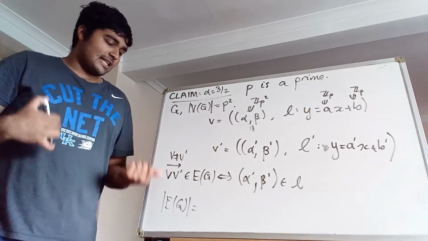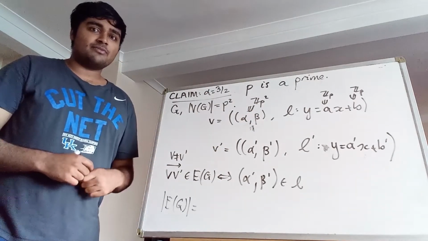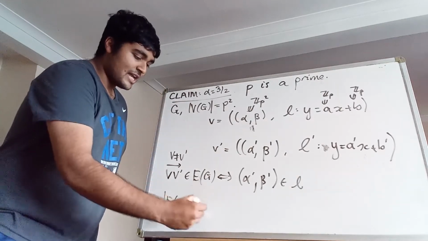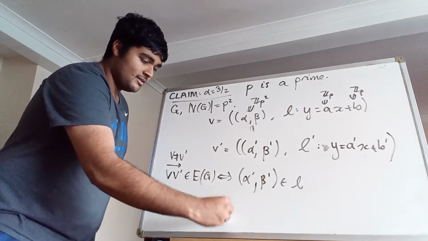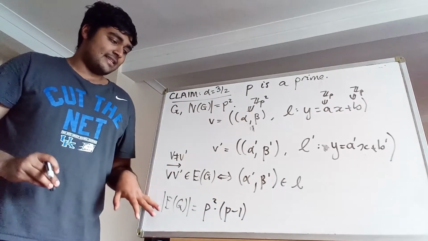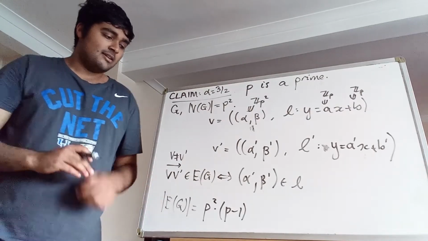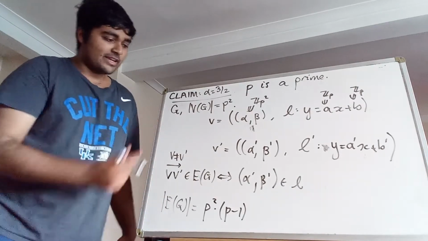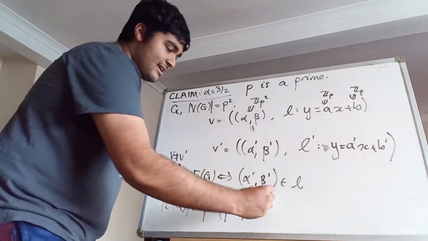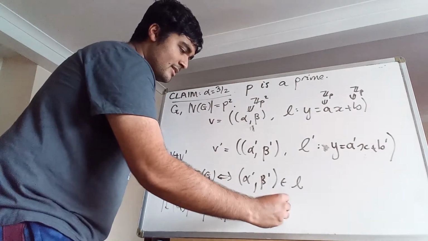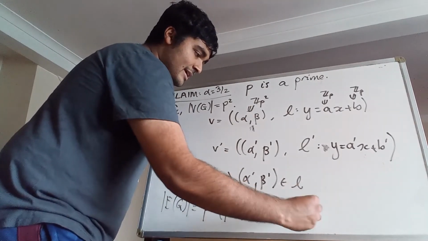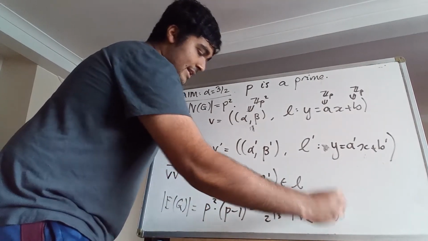Cool. So that's once we fix V, but then how many choices are there for V? Well, it's P squared, because there are P squared vertices in our graph. So the number of edges in our graph is P squared times P minus 1. Cool. So our edge set is size P squared times P minus 1. And now one thing I will write is that if we expand this out, this is just P cubed minus P squared. And I'm going to write that as a half P cubed plus P squared times a half P minus 1.